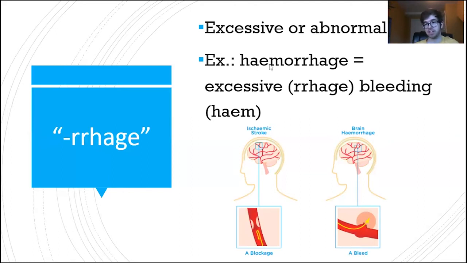So the example I have here is something I'm sure you've all heard of before. It's hemorrhage, in which the hem part refers to, of course, blood, and then the Raj, the hemorrhage part, refers to excessive. So hemorrhage is an excessive blood flow. So I'm going to discuss a condition in which you might see hemorrhage.